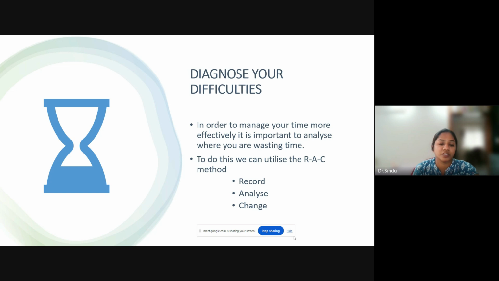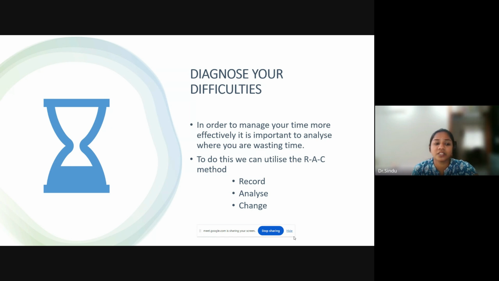and at the same time the wasting of time. So in record, what you have to do is write down what you do each day, including how much time you spend on each activity. Then analyze: review your activities at the end of the day to identify unproductive time and time wasters. Last one is change. Use the information you gather to organize your time and tasks to avoid wasting time. These three steps are very much required for each and every human being. Organize your time and tasks.